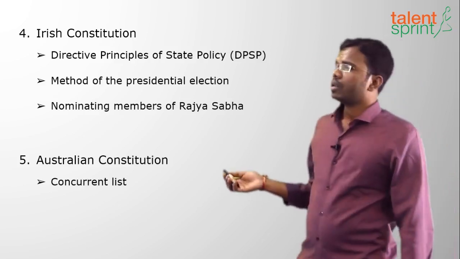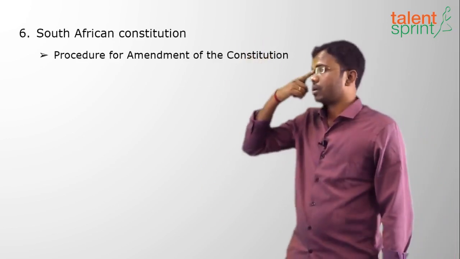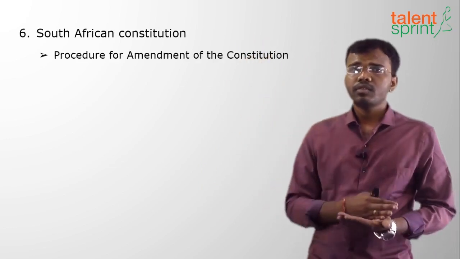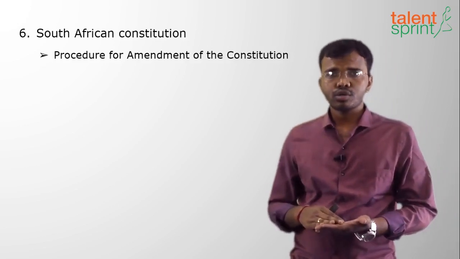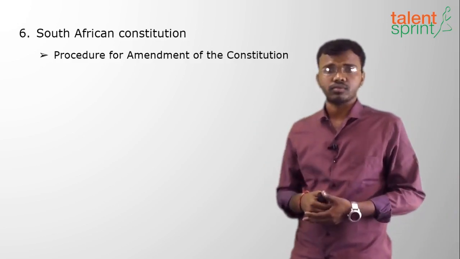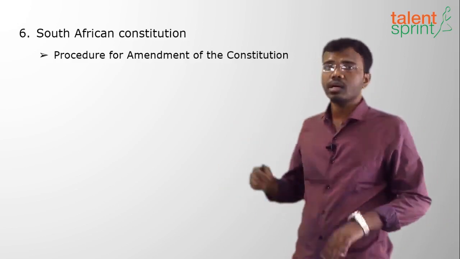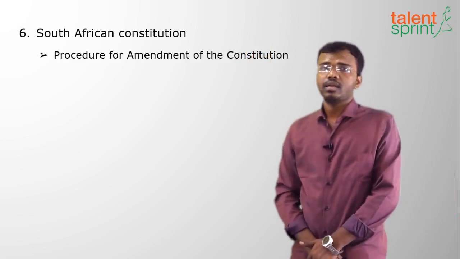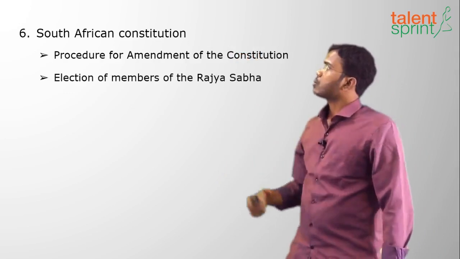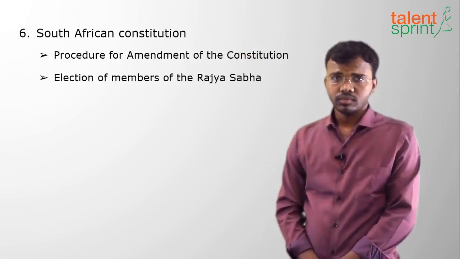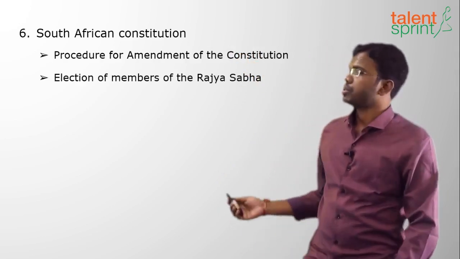Okay. Next is South African Constitution. So from South African Constitution we have taken amendment procedure. What do you mean by amendment? Amendment means if I add, delete or modify anything from the Constitution, it is called amendment. Even one letter also. We amend our Constitution under article number 368. So that procedure we have taken from South African Constitution. Next, election of members to the Rajya Sabha, how they are elected. Okay, that is indirect election. That process we have taken from South African Constitution.